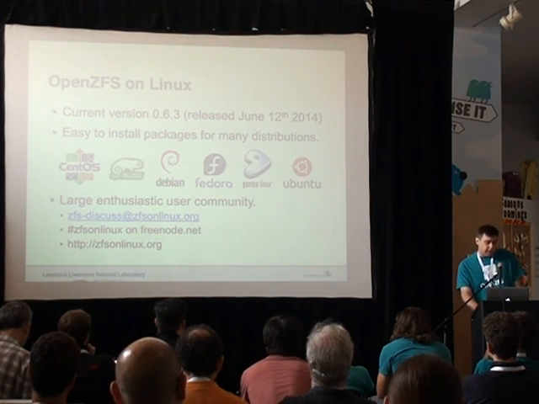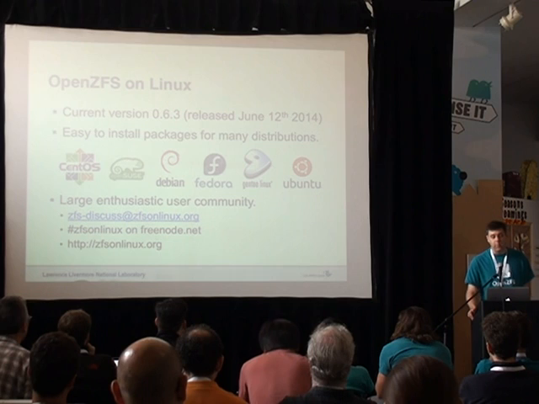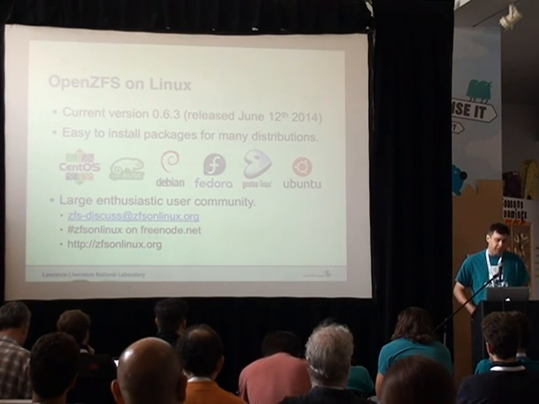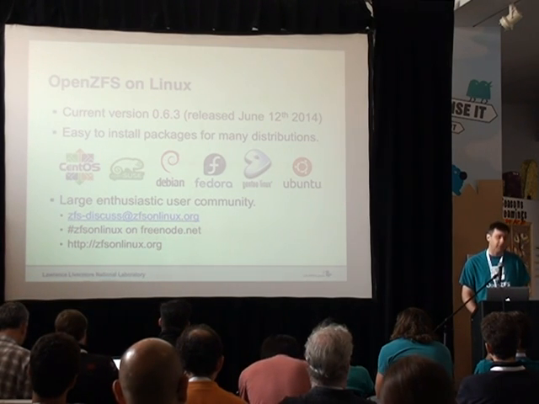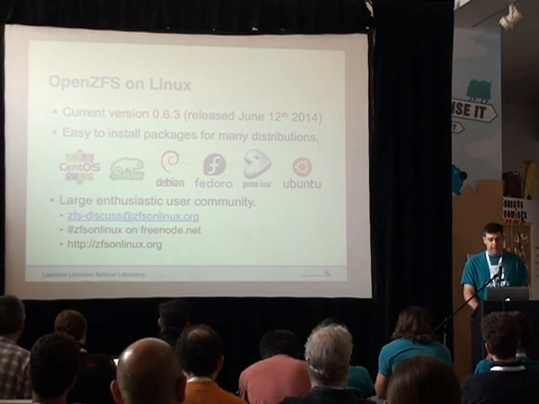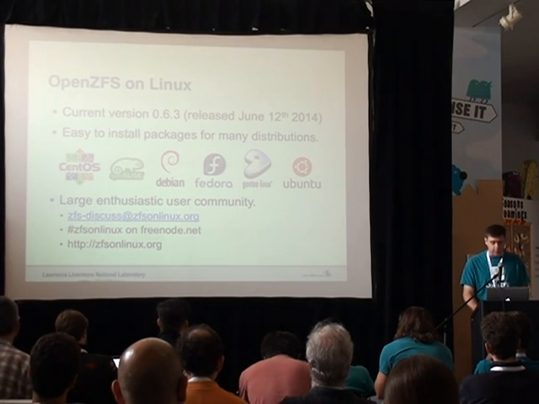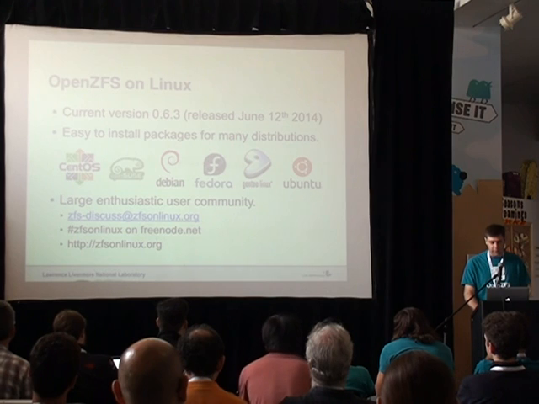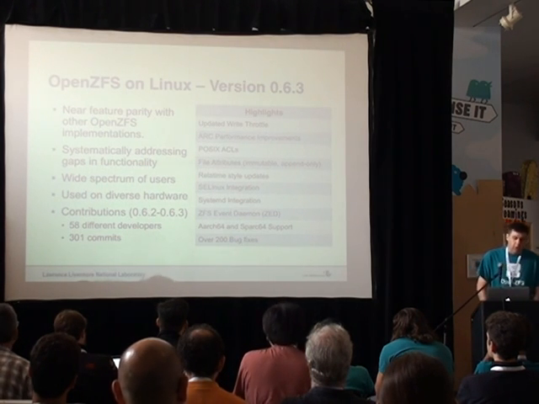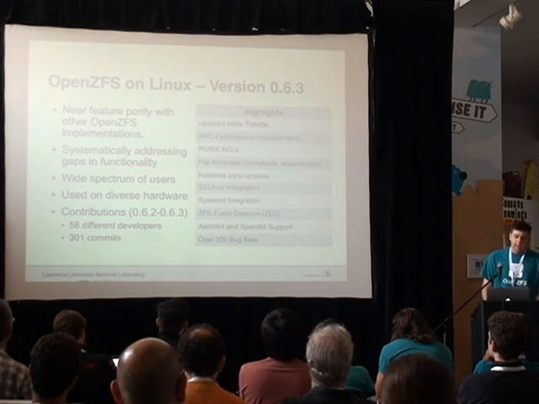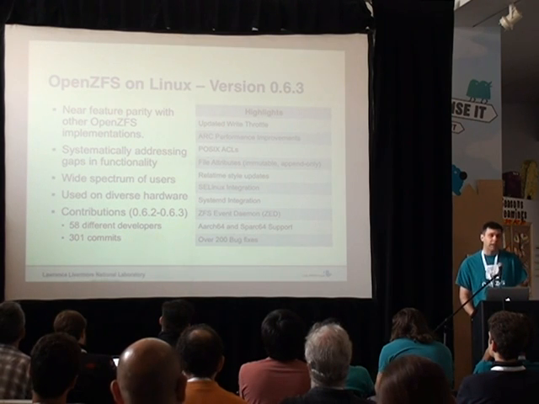We've got a huge, enthusiastic user community at this point. We've been around for a while, with a very active discussion list that sees a lot of traffic. So that's mainly user focused. There's an IRC channel on Freenode, and of course the website. So what's in 0.6.3? It's a stable release that's out there now.